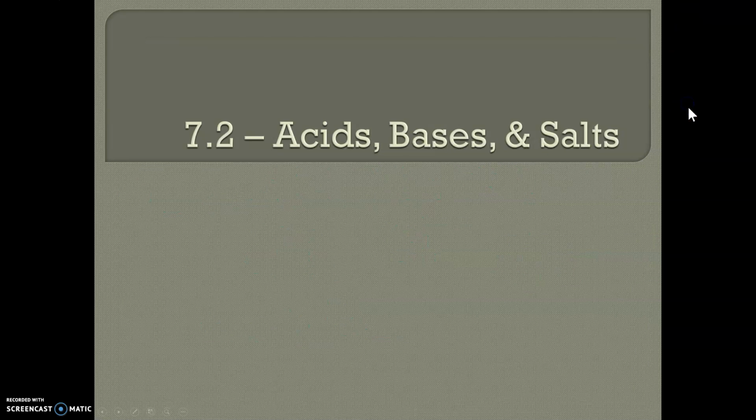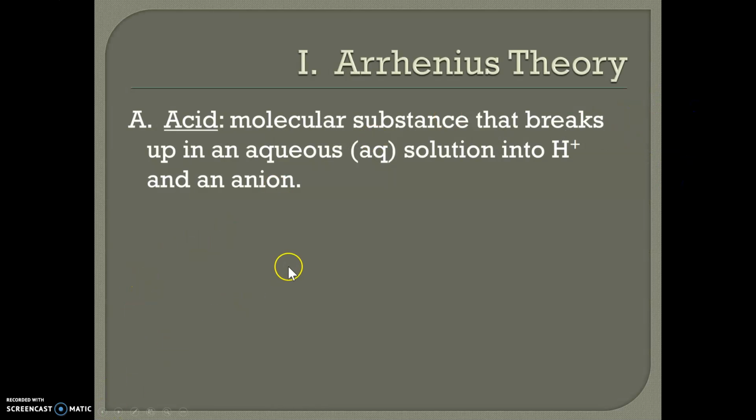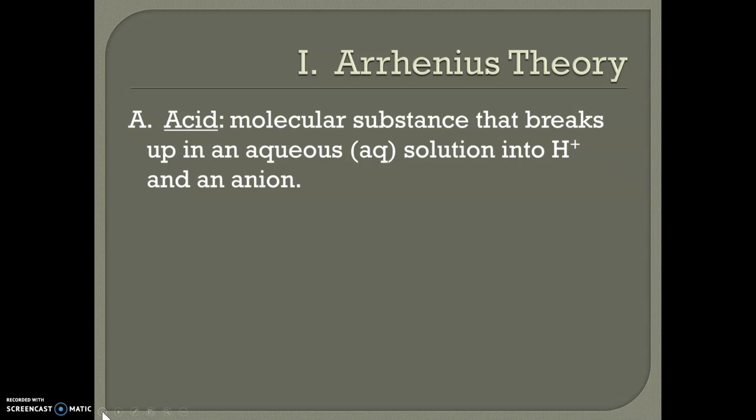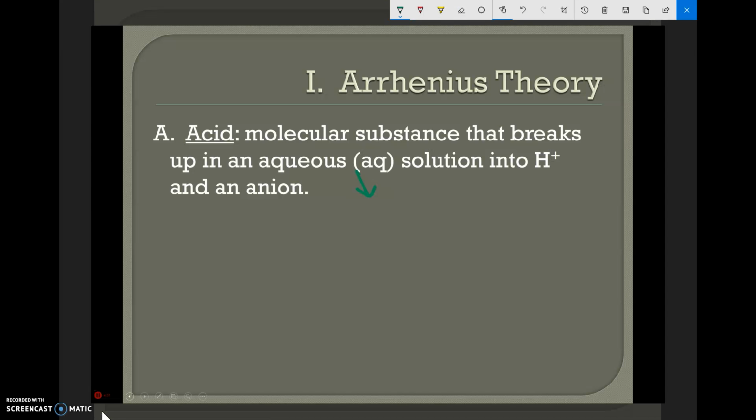Okay, let's start with a theory. There are actually several theories when dealing with acids and bases. The first theory is called Arrhenius theory. And the theory here is that an acid is a molecular substance, so molecular meaning 2 or more nonmetals, that breaks up in an aqueous solution. And an aqueous solution, remember, means that your solvent is water. So we're dealing with water. And it's going to break up into a hydrogen ion and an anion. And an anion is going to have a negative charge. Okay, so kind of just opposite of what we did. We're going to pull things apart.